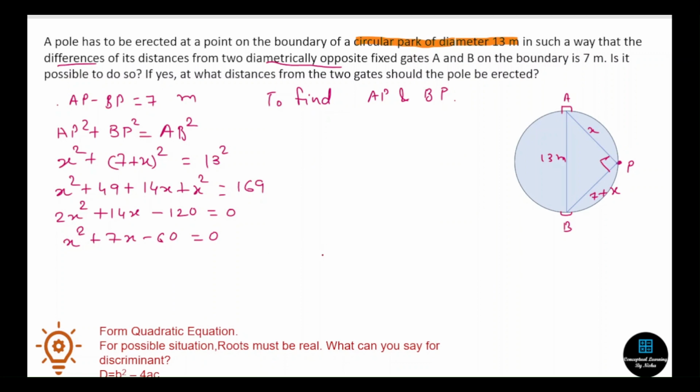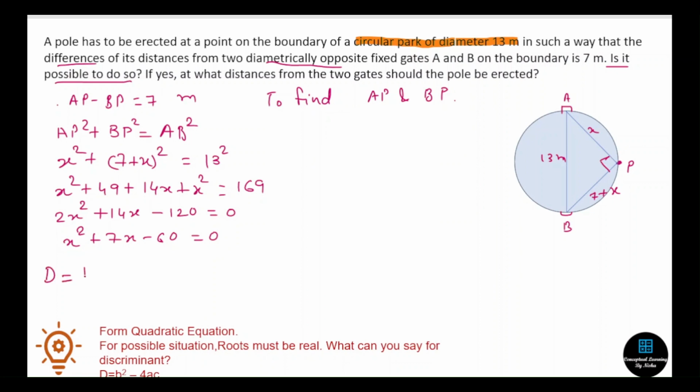Alright. Now remember one thing. If this is a simple question, I can factorize this and find the square root. But here in the question, they are asking us whether it is possible to do so. Whenever the phrase "is it possible" appears, that means we have to find the discriminant value. So I'll find it first.